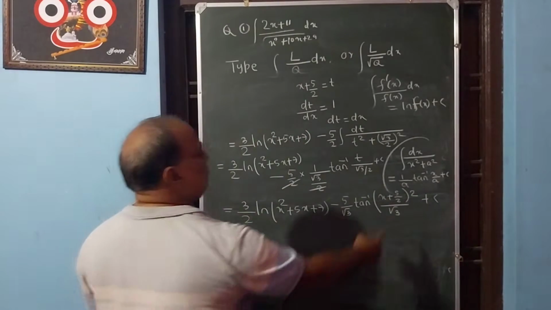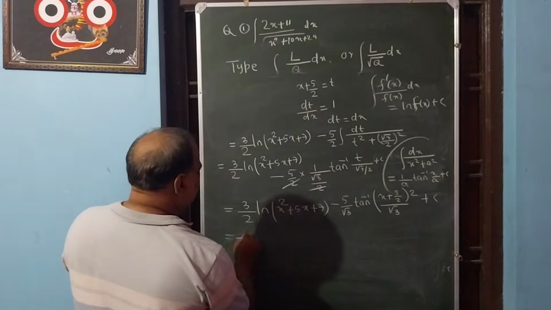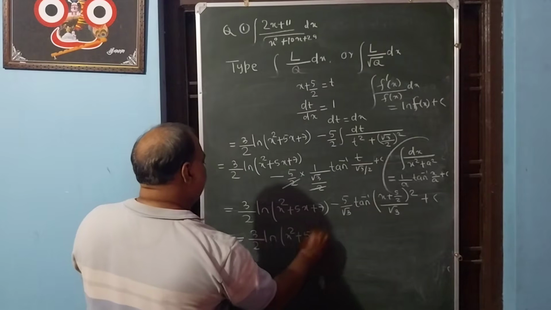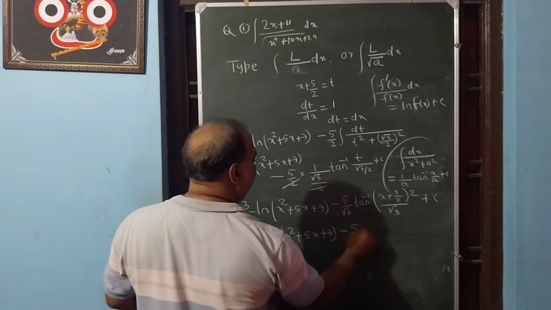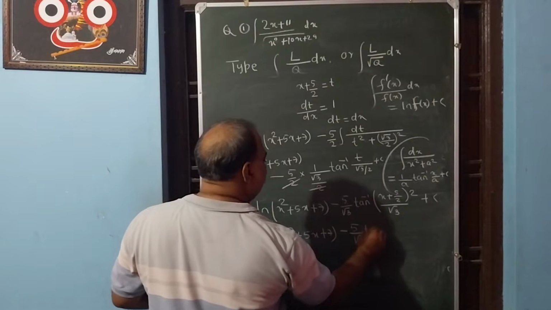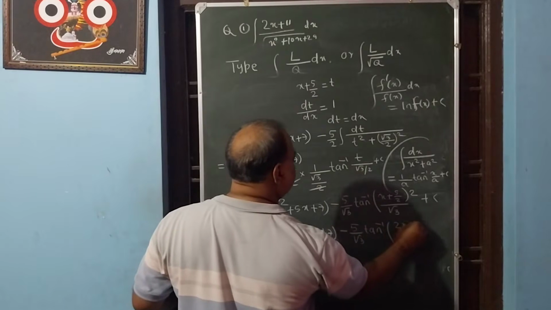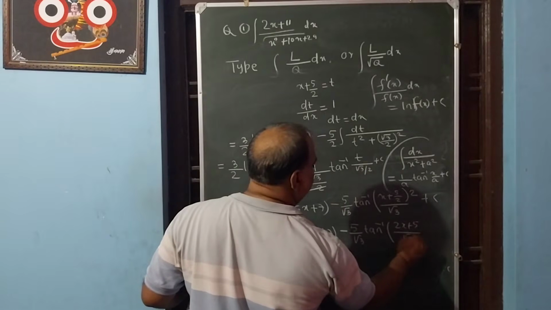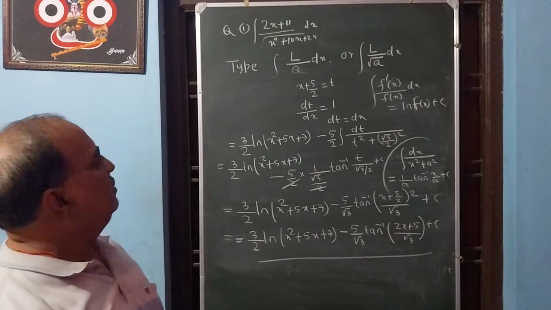Okay, now 2 will multiply here with 2x, and we get 3 by 2 ln x square plus 5x plus 7 minus 5 by root 3 tan inverse of 2x plus 5, the 2 cancelling, by root 3 plus c. Okay, so this is the answer.